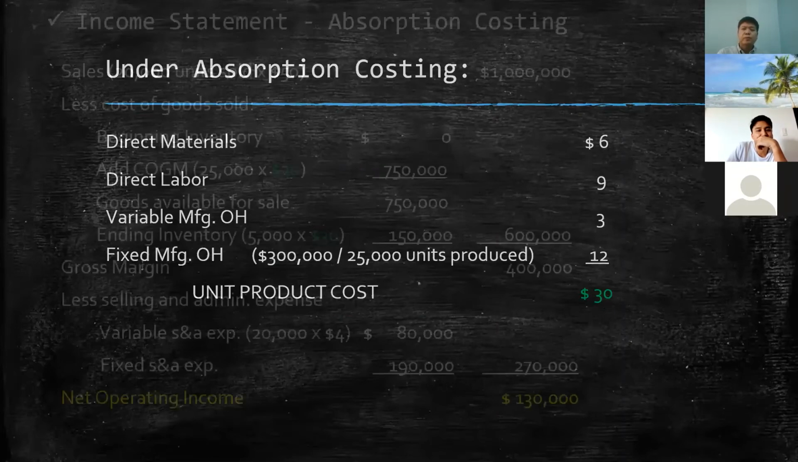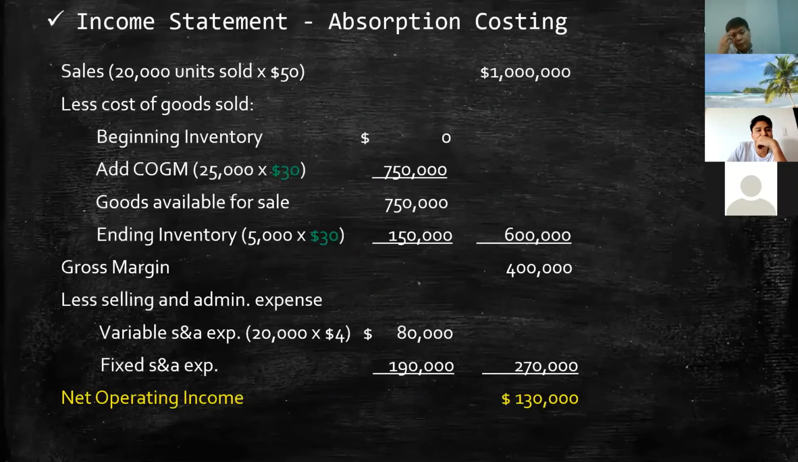Now we do the income statement, and we will be using that one as the multiplier for the cost of goods manufactured and ending inventory that we just talked about a while ago. Again, we sold 20,000 units and we are selling them for $50. We will be getting sales of 1 million. Beginning inventory zero, as this is the first year of the company, as stated in the problem. We will be multiplying the 25,000 cost of goods manufactured by the $30 absorption costing that we got a while ago. That will be 750,000. With the beginning inventory and the cost of goods manufactured, we have 750,000 goods available for sale.